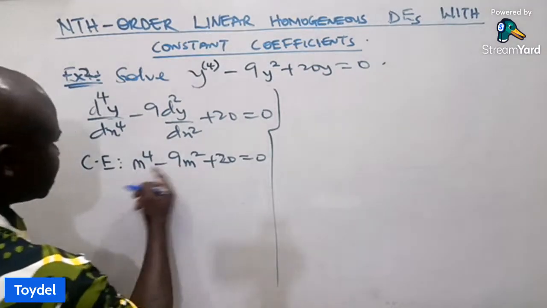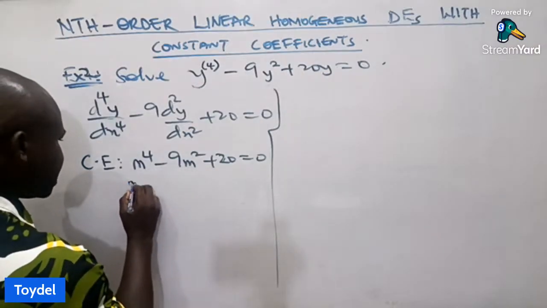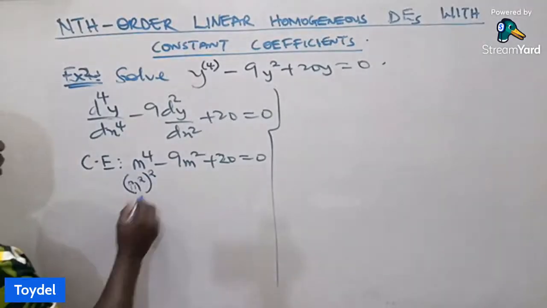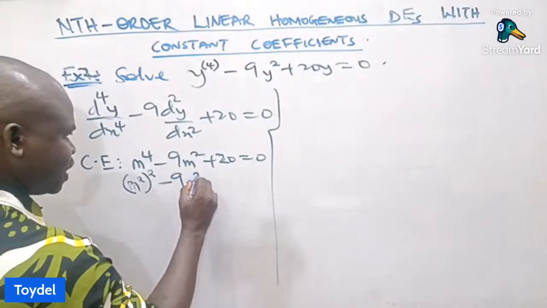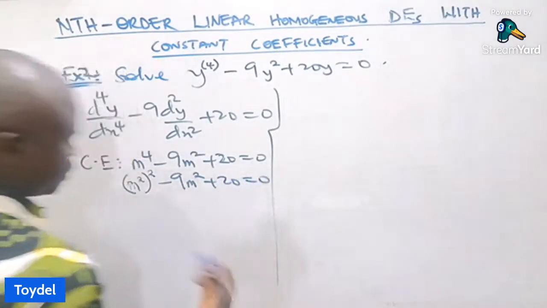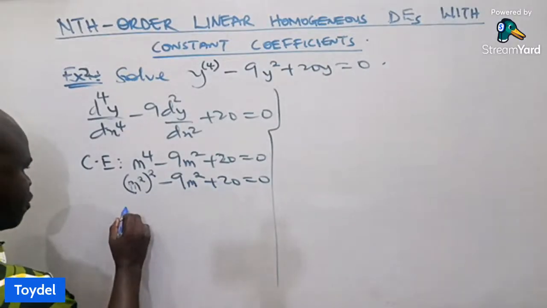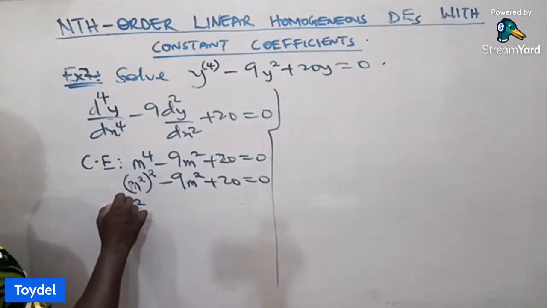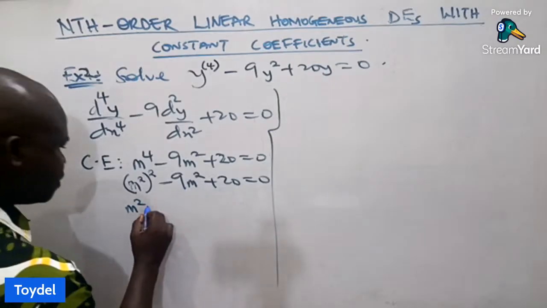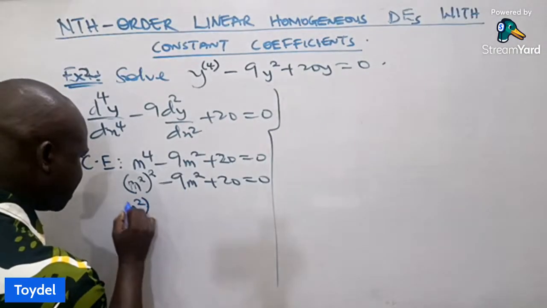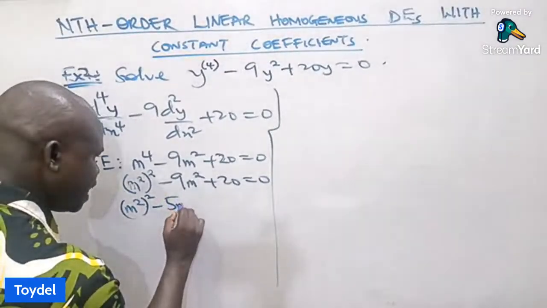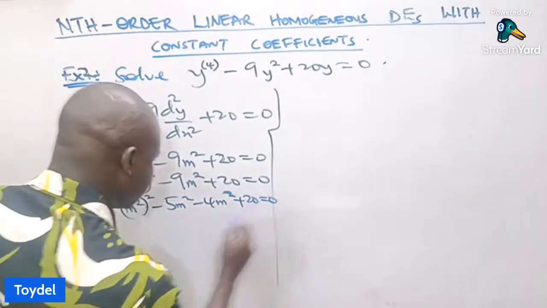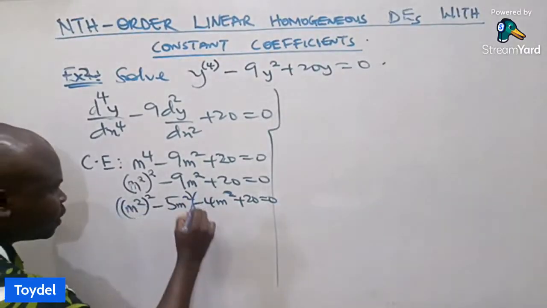So I can rewrite this to say that this is m squared, everything raised to power 2, minus 9m squared plus 20. So that m squared will be viewed as x. The two factors will be m squared minus 5m squared minus 4m squared plus 20 equal to 0. Then we do the grouping.